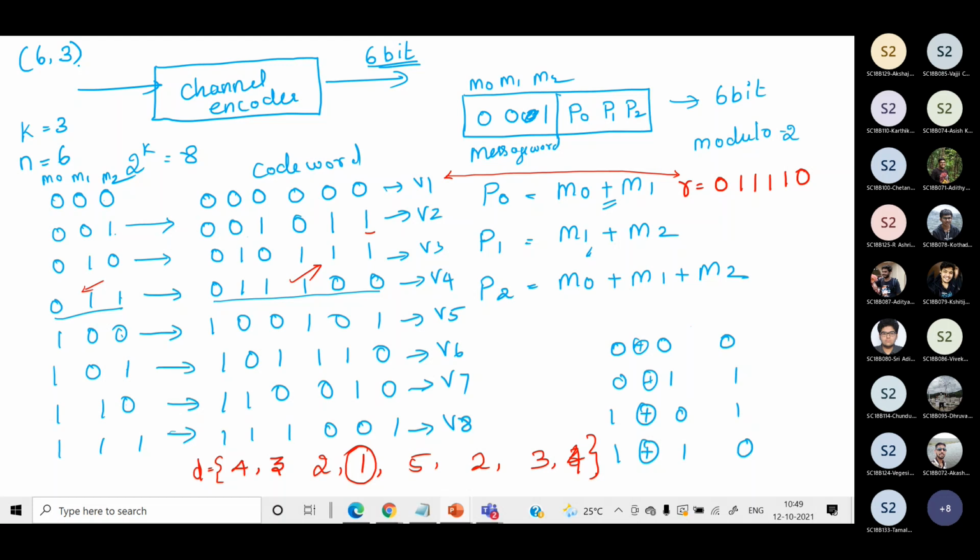Ma'am, why are we not finding the distance between V1 and V3? See, these are the possible transmitted vectors. Other than these, we won't transmit. Based on the message, this will be mapped. So these are the possible transmitted code vectors. Received is this one. So we find the distance between V1 and R, V2 and R. Whichever is the closest, that vector we take as the transmitted vector.